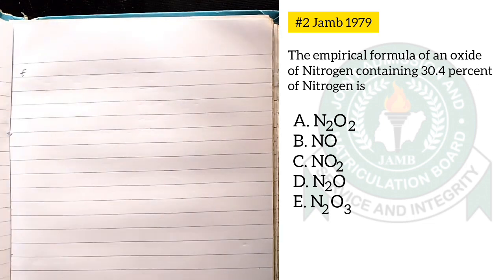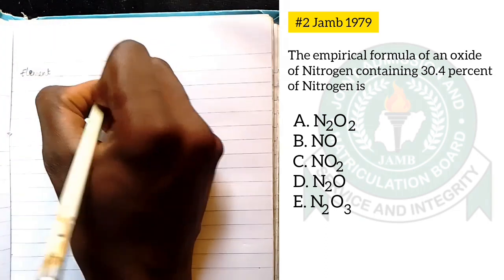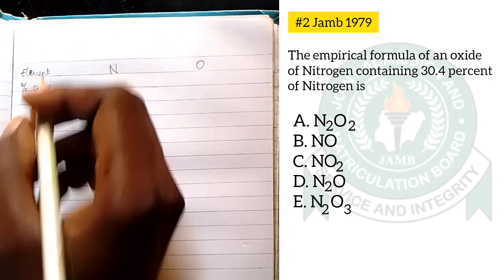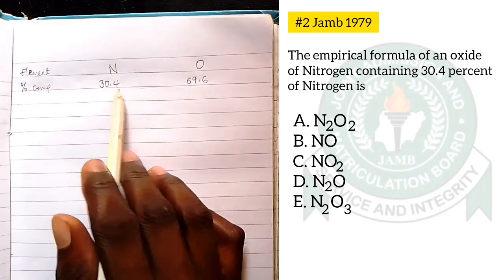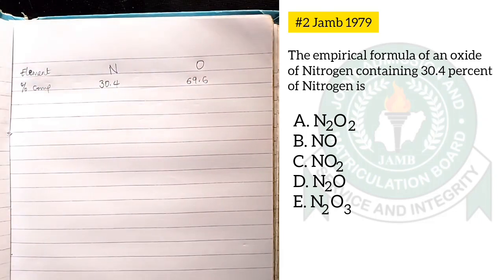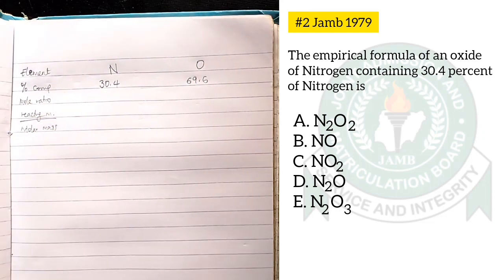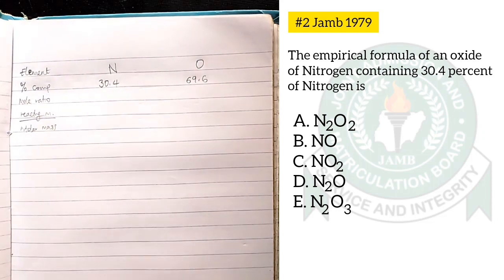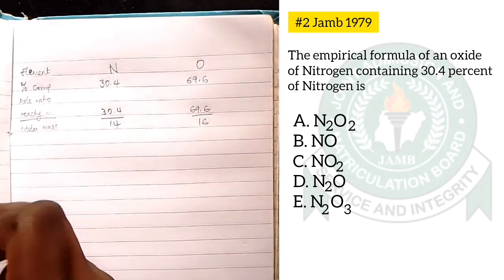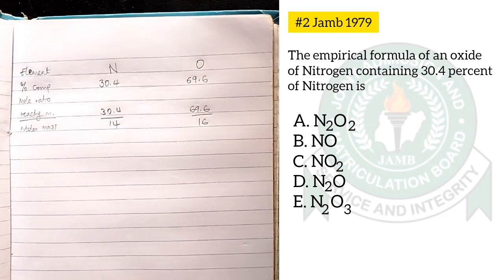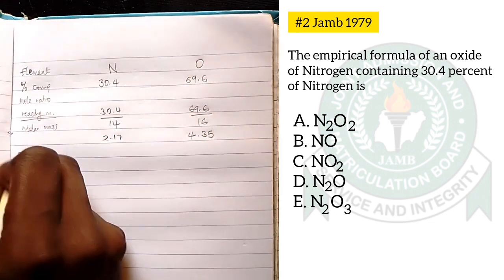Alright? So oxides are binary compounds with oxygen and another element only. So since nitrogen is 30.4%, definitely the remaining percentage will be taken by oxygen, which is 69.6%. So that will be the percentage composition by mass. The next step is the mole ratio, okay? But an important thing to notice is that you divide by the atomic masses. In the first case, you divide by 14, since that's the atomic mass of nitrogen, and for oxygen divide by 16. So we have 2.17 for the first one, and 4.35 for the second one.